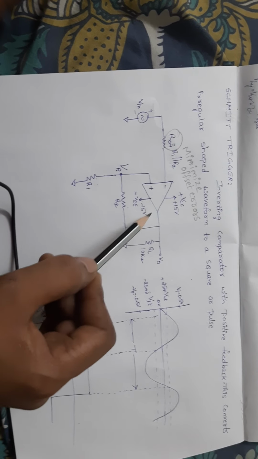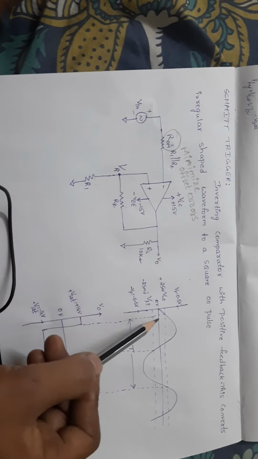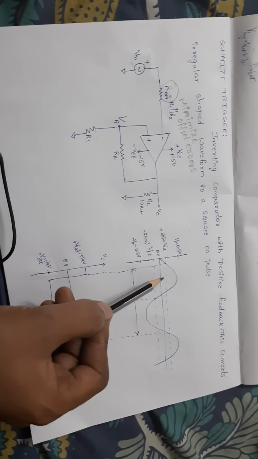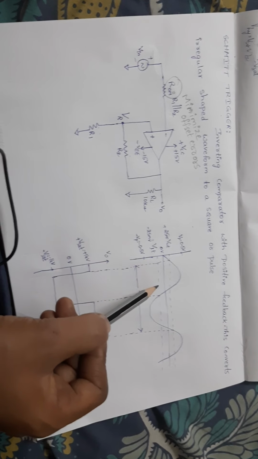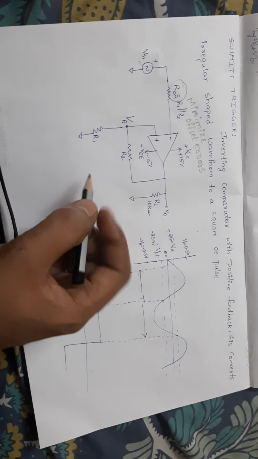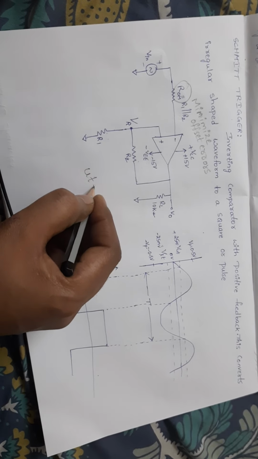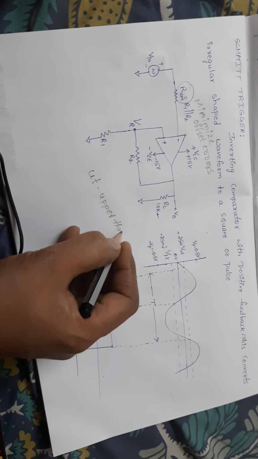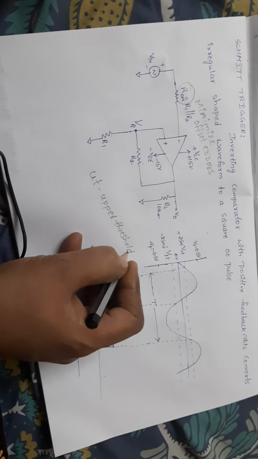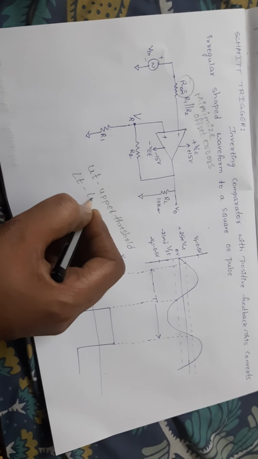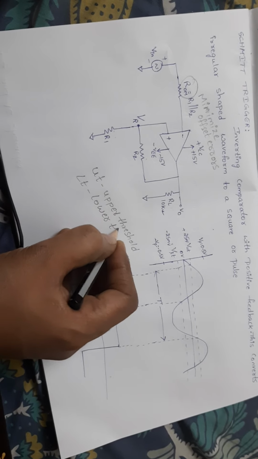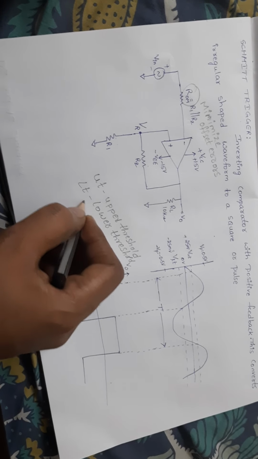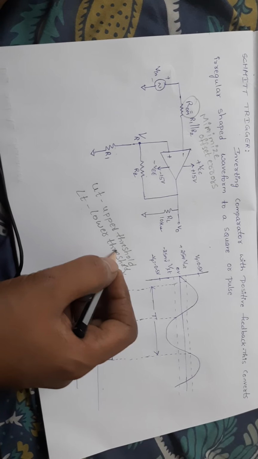In Schmitt trigger, we are going to have two threshold levels. Observe the waveforms. One is called the upper threshold and another is called the lower threshold level. UT is for upper threshold voltage and LT for lower threshold voltage. Write the definitions correctly. What is UT? What is LT? Upper threshold and lower threshold levels.